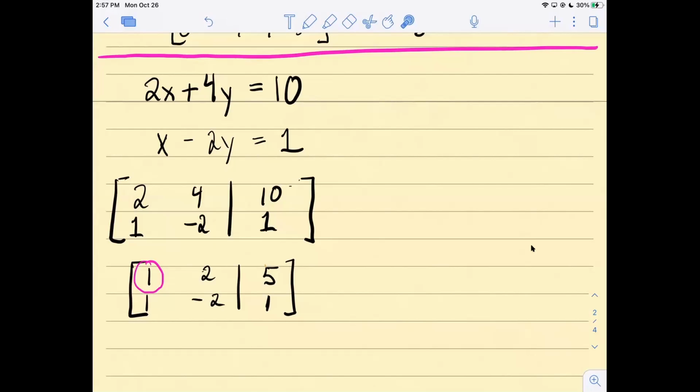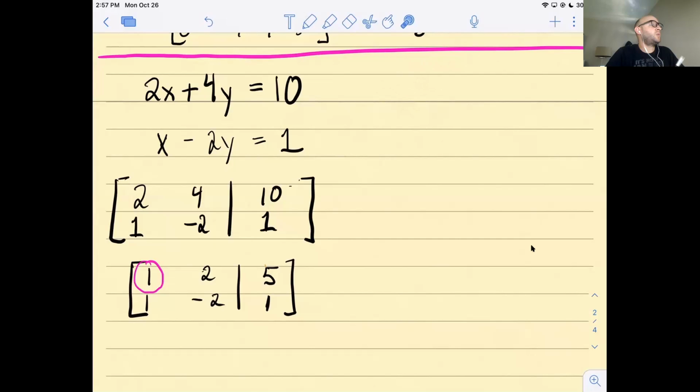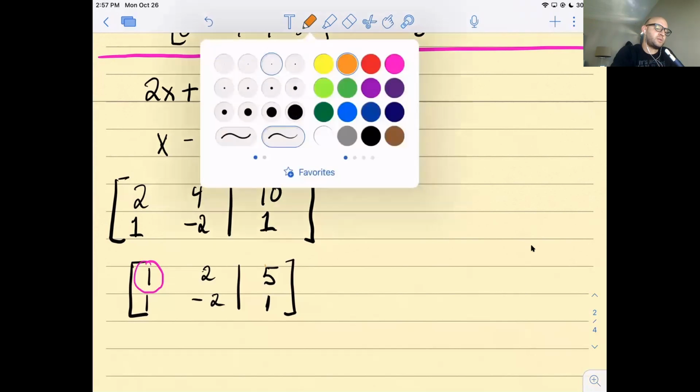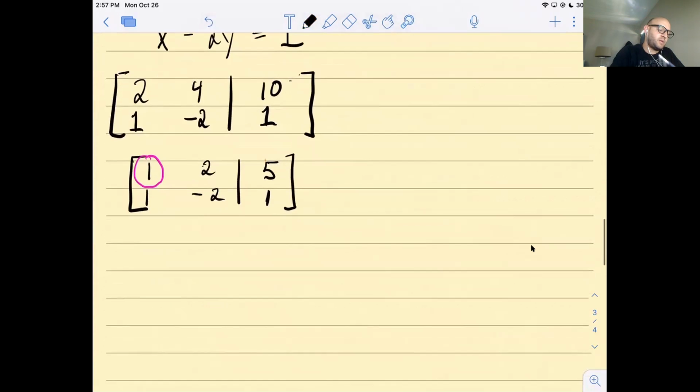Do you pivot? Yeah, you want to use the first row, the one I colored in purple, and maybe take it and subtract it from R2. Right? That would kill off the ones. So I'm going to write over here 1, 2, 5, and over here I'm going to write R2 minus R1. So just take everything in the second row and subtract the first row.